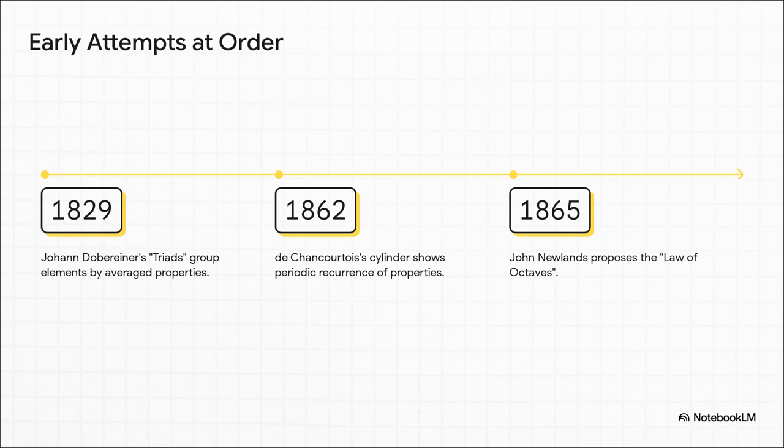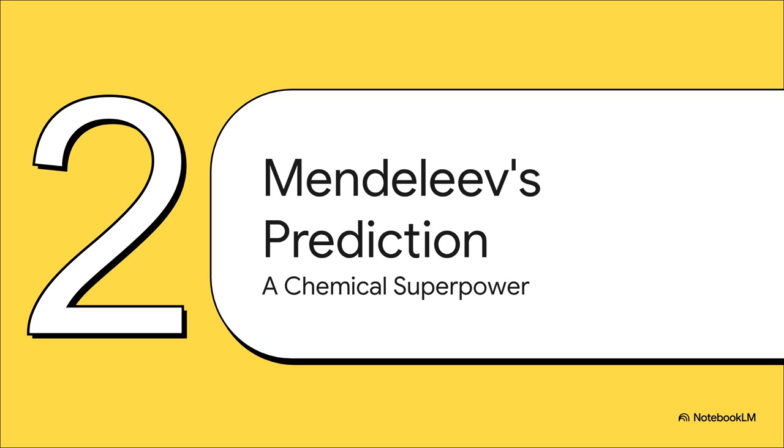All these scientists were sniffing around the right idea. They just hadn't quite seen the whole picture yet. And that brings us to the hero of our story, the Russian chemist Dmitry Mendeleev. See, he didn't just organize the elements he knew about. No, he created a system so powerful it could actually predict elements that no one had ever even seen before.